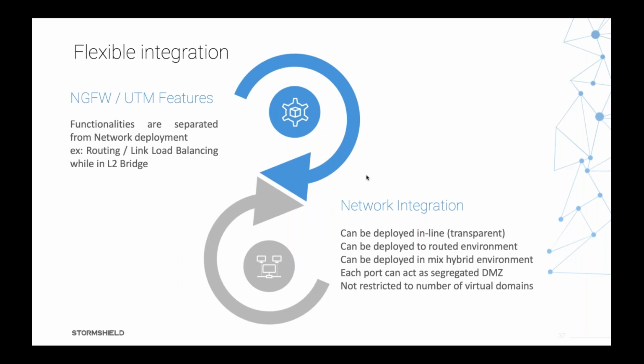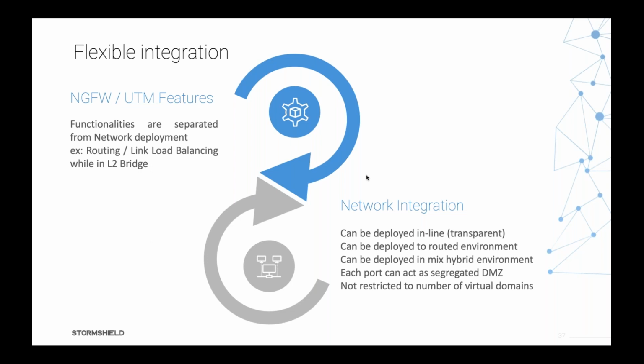Another important point is that although we have all these features, we have a full logical separation between the features that you're going to use and how the device is going to be integrated. Normally, and I'm sure most of you know, if you deploy this device inline, transparent, for example, or on a bridge, it will turn into an IDS. And of course, it cannot perform any routing functionality because it's layer 2. It's just providing some kind of IDS detection only.